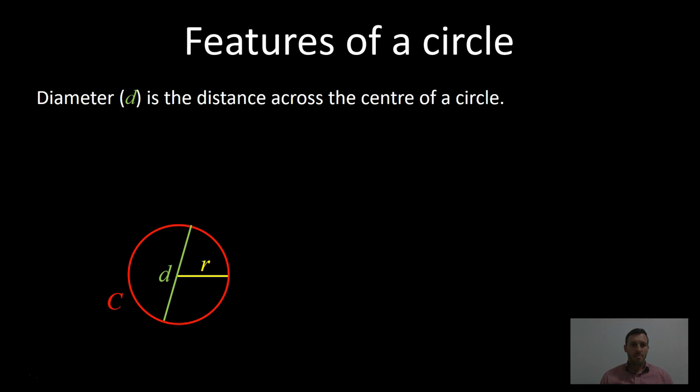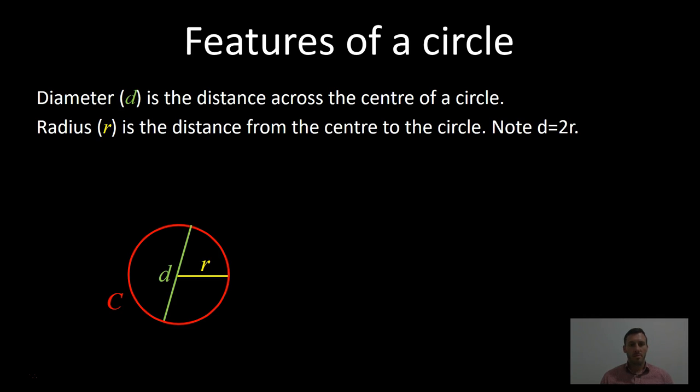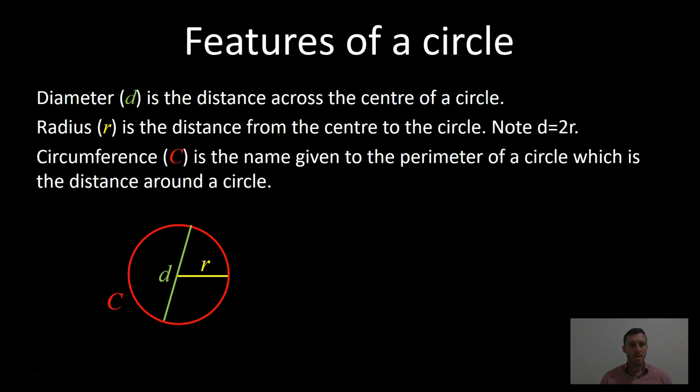The diameter is the distance across the centre of a circle, identified in green in our diagram here. The radius is the distance from the centre to the outside of the circle, identified in yellow in our diagram here. I'll note that the diameter is equal to 2 times the radius. The circumference is the name given to the perimeter of a circle, which is the distance around the outside, identified in red in our diagram here.